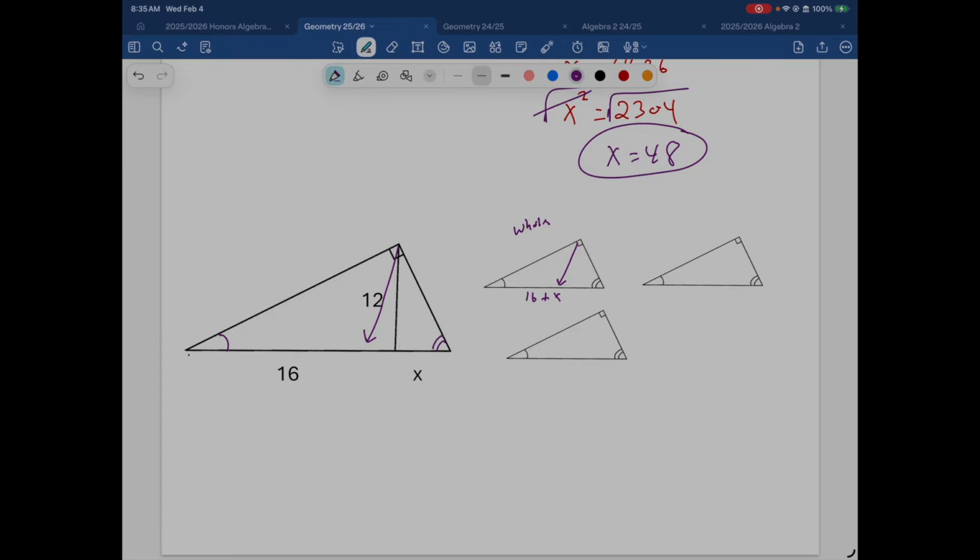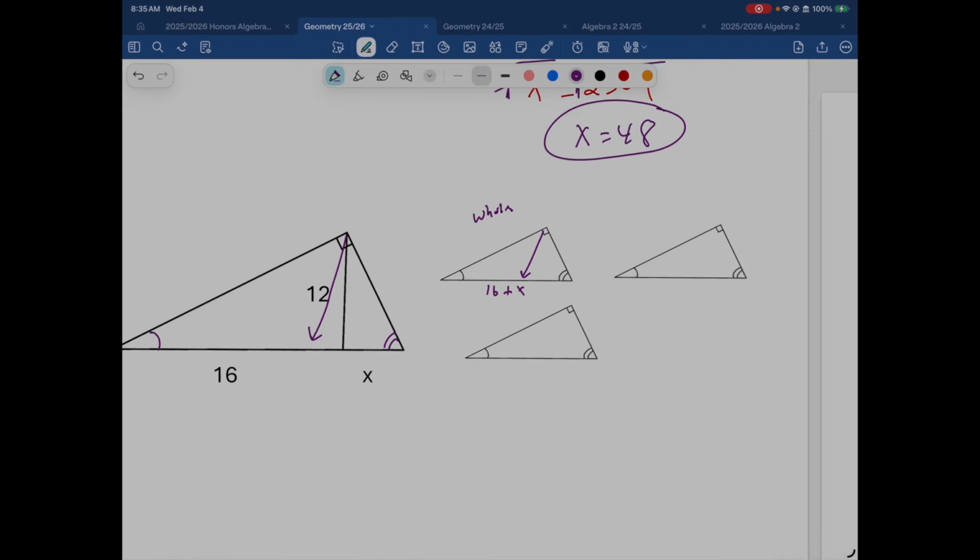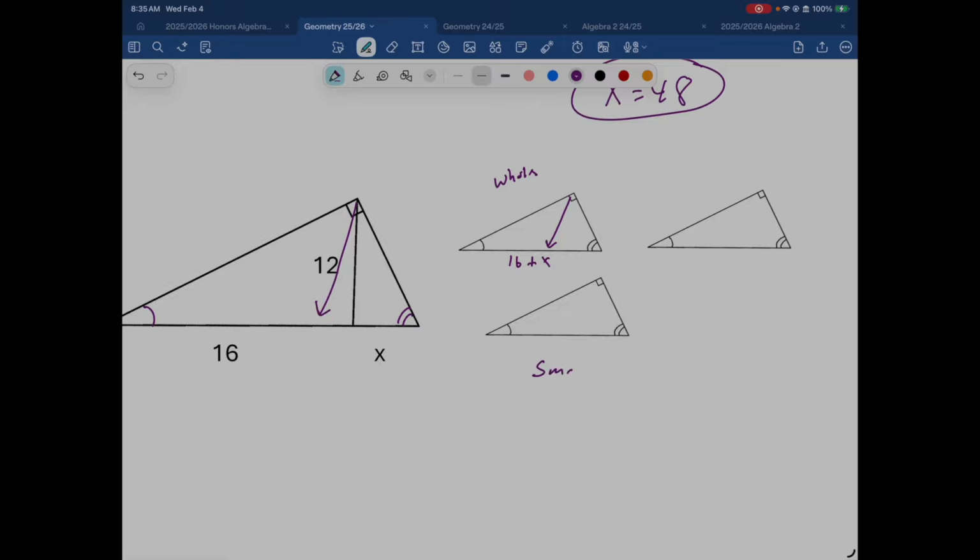Now we're going to go to the small one. I don't know which one I use, small. It doesn't matter. We'll call this the small. So the small one is right here. Here's my right angle. The side opposite the right angle, I don't know, so I'm not going to put anything there. The side opposite the 2 is 12. So this makes this the side opposite the 1, which would end up being right there, which is our x value.